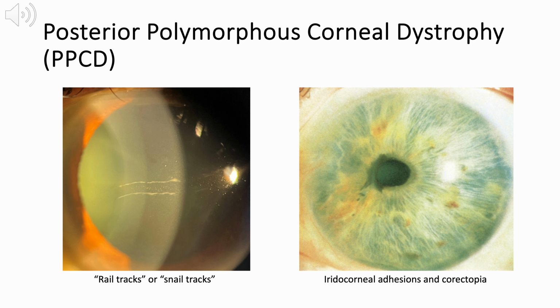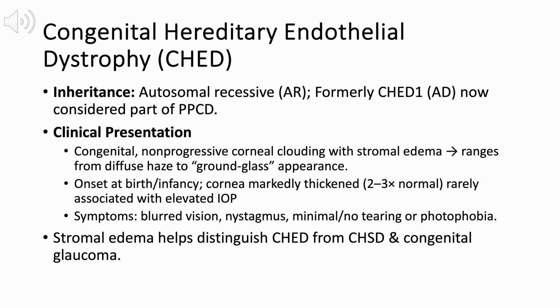This excess basement membrane deposition organizes into long band-like opacities along the posterior corneal surface. When light reflects off these parallel ridges and clear zones, we see the classic track-like appearance under the slit lamp. Essentially, these snail tracks are the clinical manifestation of abnormal endothelial proliferation combined with disorganized basement membrane production. The image on the right depicts the iridocorneal adhesions that can form, which can result in corectopia.